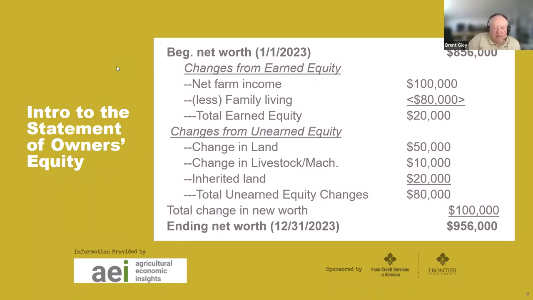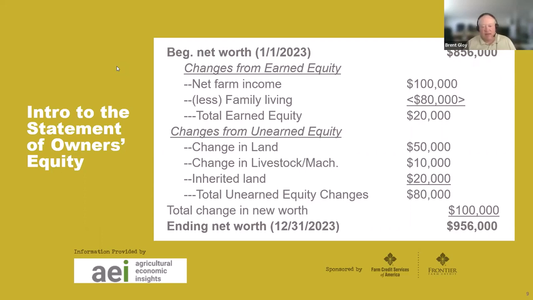So let's take a look at that statement of owner's equity. What we see here is the top portion of that statement. This individual started with a net worth of just short of $850,000. In that year, they made $100,000. They used $80,000 of that on family living, and they had a total earned equity of $20,000. That's the earnings engine of the business. It generated pretty good income on that size of assets, but family living consumed a whole bunch of it, so they kept about $20,000 in the business.